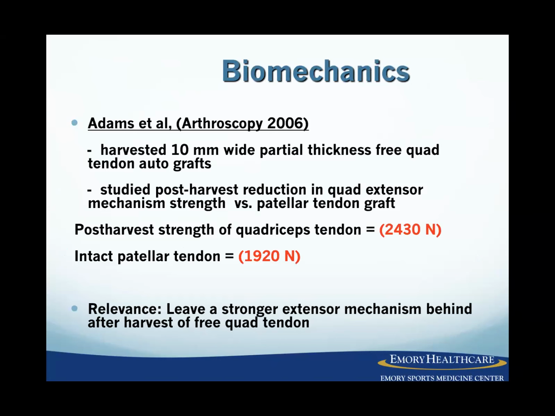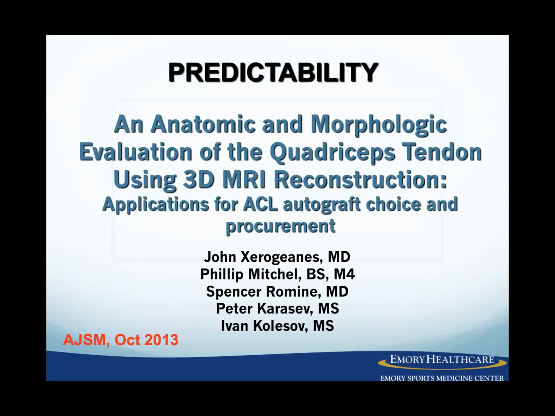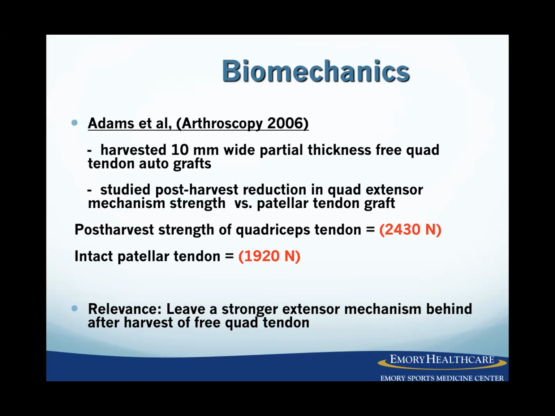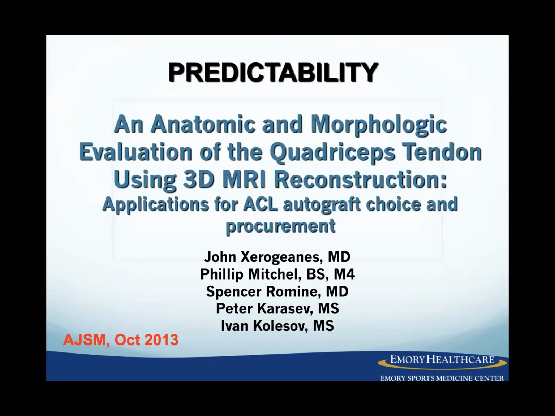If you harvest a 10 millimeter piece of patella tendon and a 10 millimeter piece of quad tendon, okay, when you harvest the quad tendon and remove it and test the residual, the post-harvest strength, what's left, is 2,400 newtons. The intact patella tendon is 2,000 newtons. So that's why you don't see quad tendon ruptures after harvesting like you do with the patella tendon, because it's a much bigger, stronger tendon.